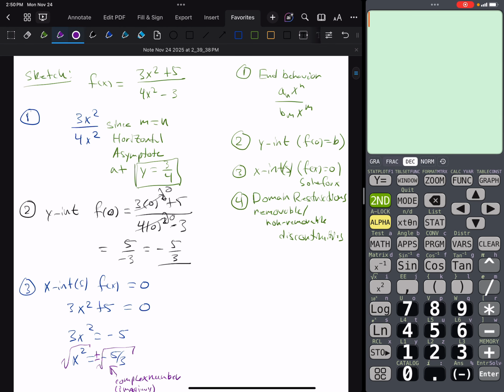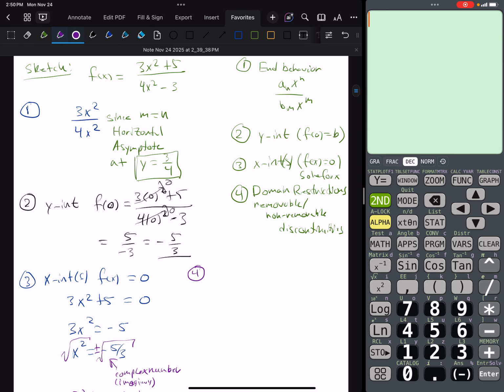And so when I take a look at this part 4 here, let me switch colors so that we can tell what we're working on. To find a domain restriction, what I have to do is look for zeros in my denominator, right? Because it's still a rational function, a polynomial divided by another polynomial. So I won't have any square roots of negative kinds of restrictions on my domain. So the only restrictions that I can have in my domain here are divide by 0 restrictions.